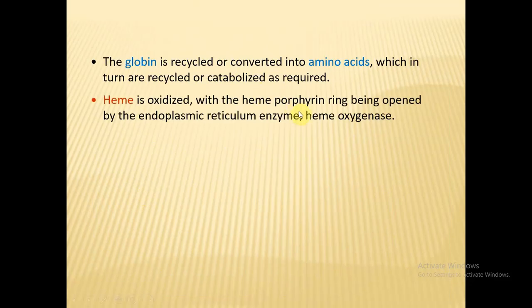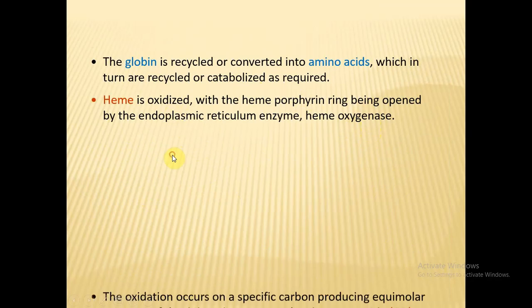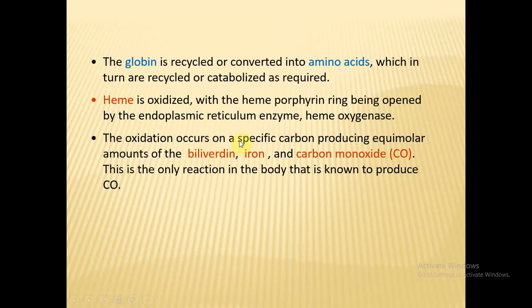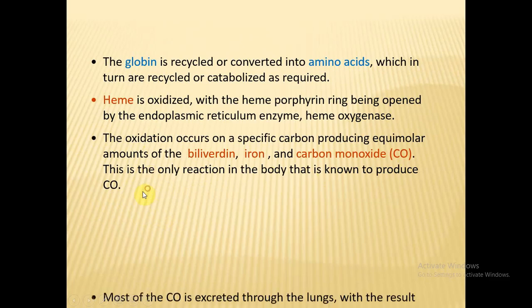Heme is oxidized when the heme porphyrin ring is opened by the endoplasmic reticulum enzyme known as heme oxygenase. When the iron is taken out, the porphyrin ring is acted upon by heme oxygenase, which is present in the endoplasmic reticulum. The oxidation occurs at a specific carbon, producing equimolar amounts of biliverdin, iron and carbon monoxide. This is the only reaction in the body that is known to produce carbon monoxide. So carbon dioxide is produced, and carbon monoxide is also produced in our body.